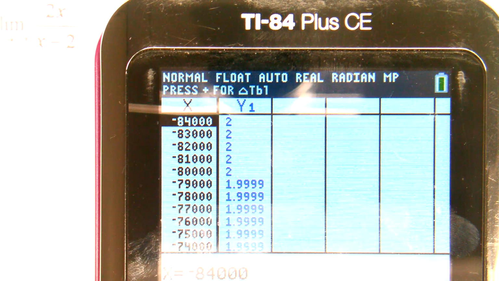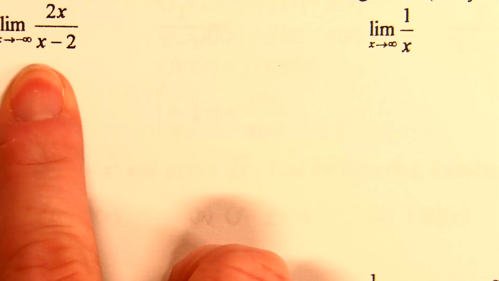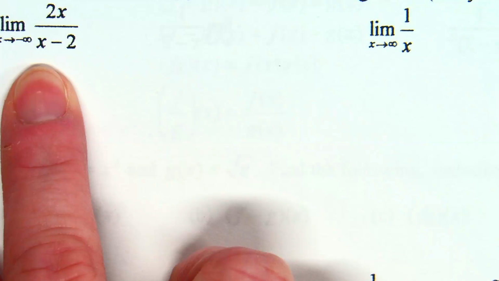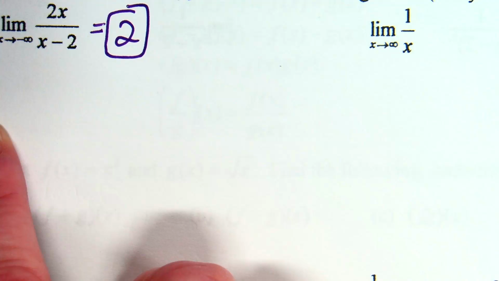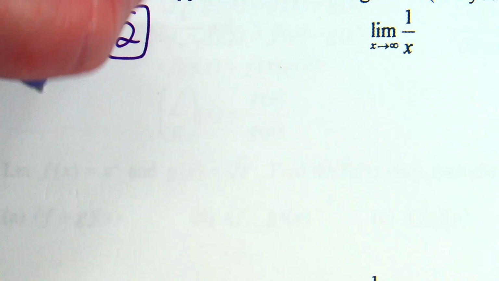So, what are you going to say? The limit as x approaches negative infinity of 2x over x minus 2 is equal to what? 2. And we just showed that using a table. And if you couldn't read that, that did say as x approaches negative infinity. I know I said it out loud there. And we did that by looking at a table.